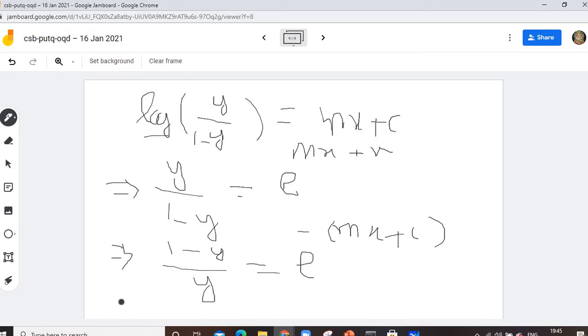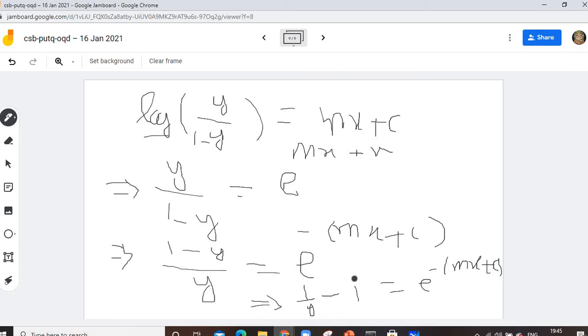And if I do another equation here, I can write 1 by y minus 1 is equal to e to the power minus (mx plus c). Yes or no? Yes. What I have done is divide 1 by y, and 1 minus y divided by y, so it becomes 1 by y minus 1, which is equal to e to the power minus (mx plus c).